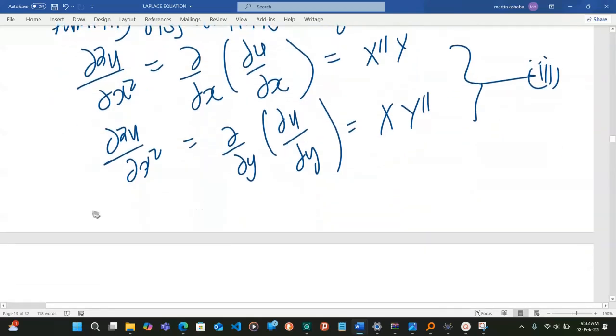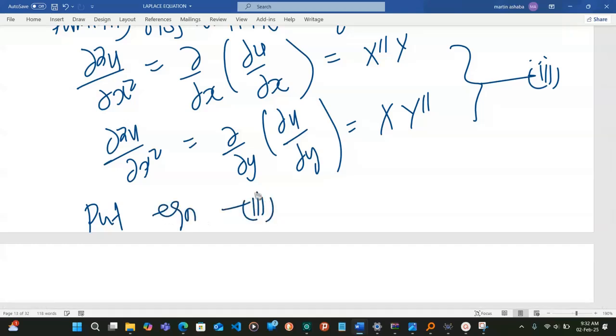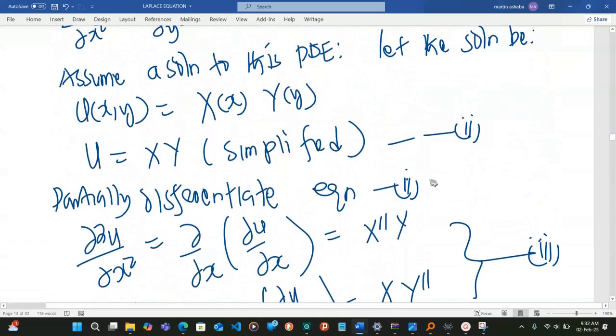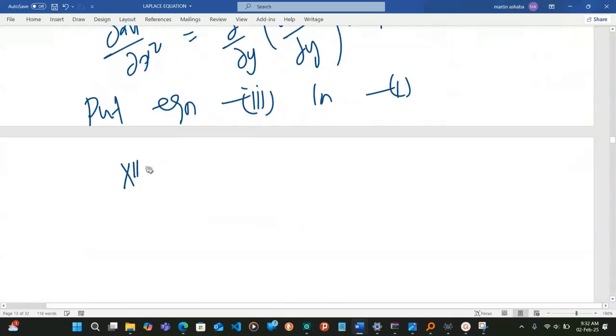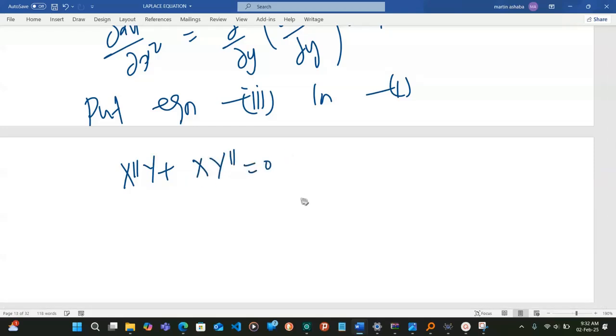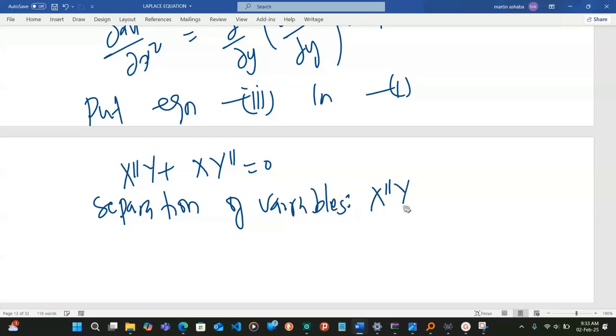So now I'm going to put equation 3 in 1. Wherever I have X double prime Y, I put it for the second partial derivative of u with respect to x, and where I have the second partial derivative of u with respect to y, I substitute X Y double prime. So this is going to be X double prime Y plus X Y double prime is equal to 0. So I separate variables. Separation of variables will give me X double prime Y is equal to negative X Y double prime. Furthermore, I'll have X double prime by X is equal to negative Y double prime by Y.